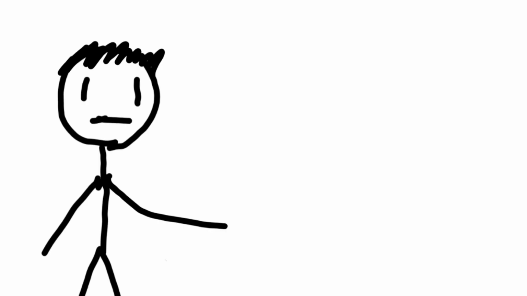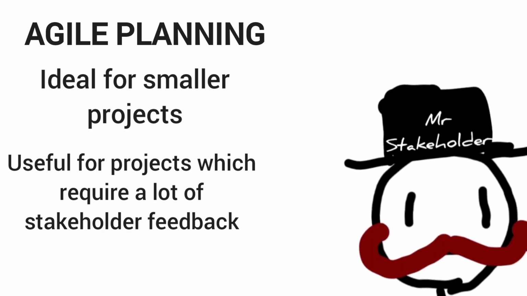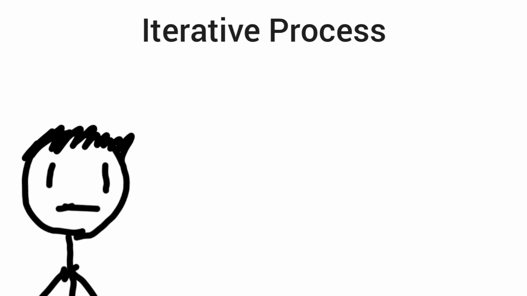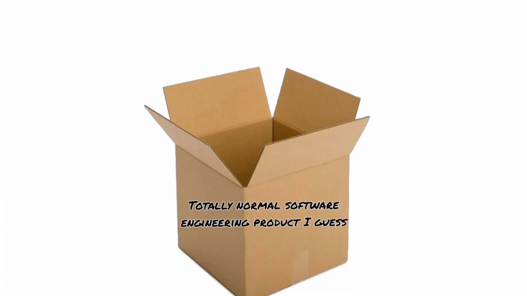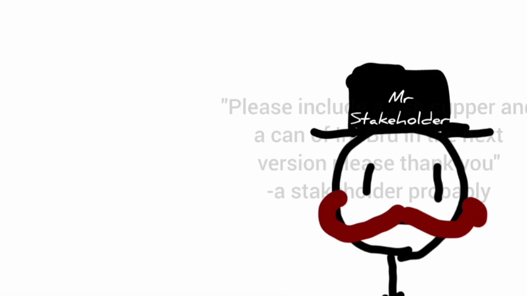So where does it all go from here? Well, to the planning stage, of course. There are 2 types of planning which can take place at this stage: plan-driven and agile planning. Agile is usually ideal for smaller projects and is also very useful for projects which require a lot of stakeholder feedback. It generally involves an iterative process through which the development team will deliver the product to the customer in separate stages. What's included in an iteration is based off of the customer's priorities.